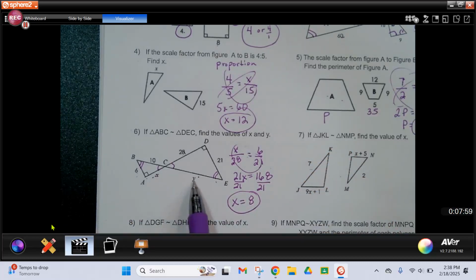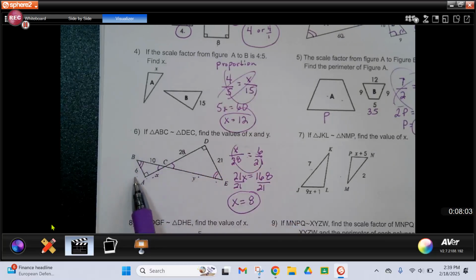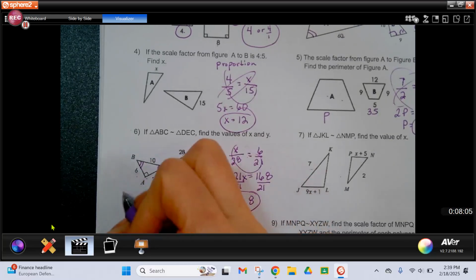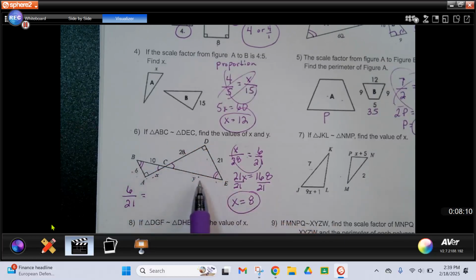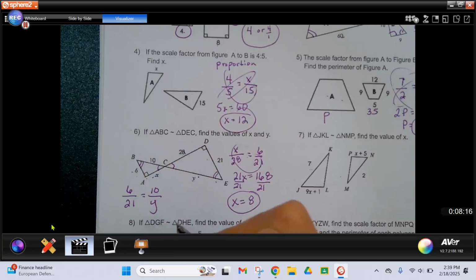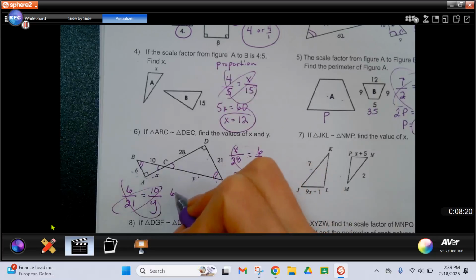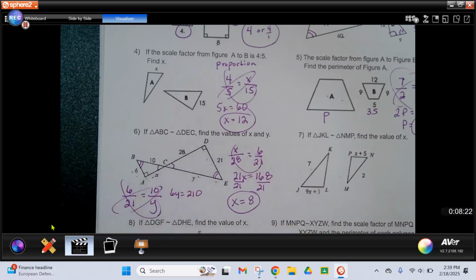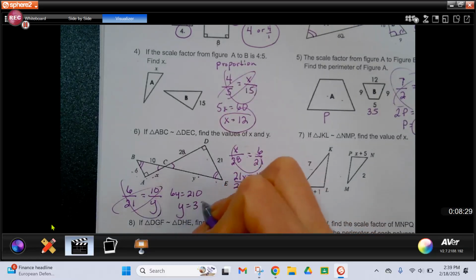Now we're going to solve for y, and again we need to use a pair of sides where we already know the numbers. So 6 and 21, we can use those again. So 6 is to 21 as 10 goes to y. And we can cross multiply and solve. So 6y equals 210, and 210 divided by 6 is 35. So y equals 35.